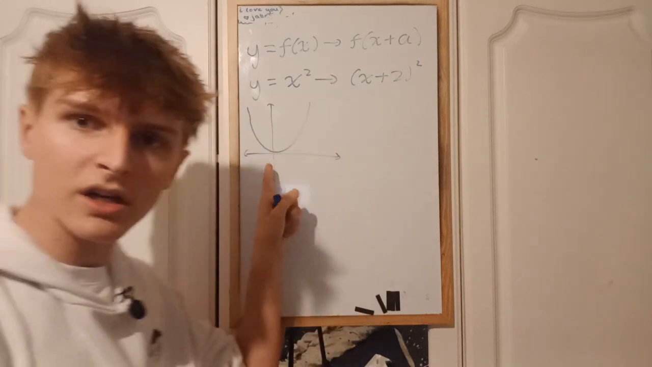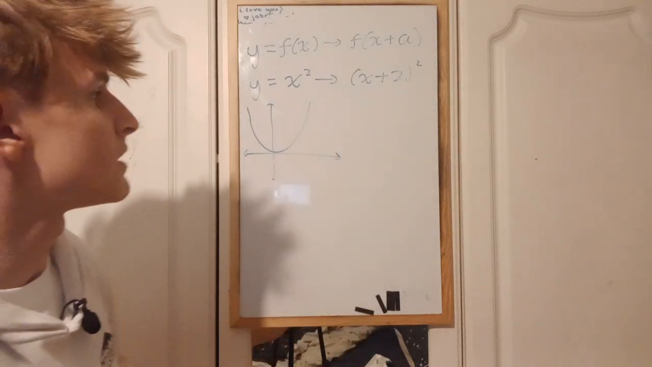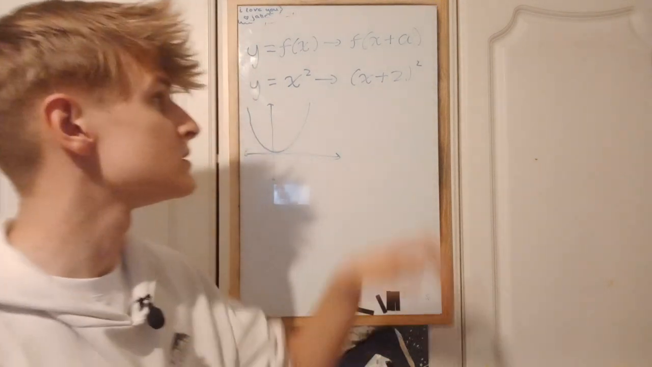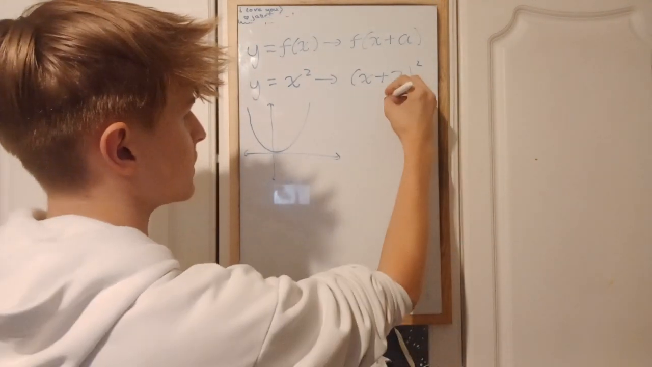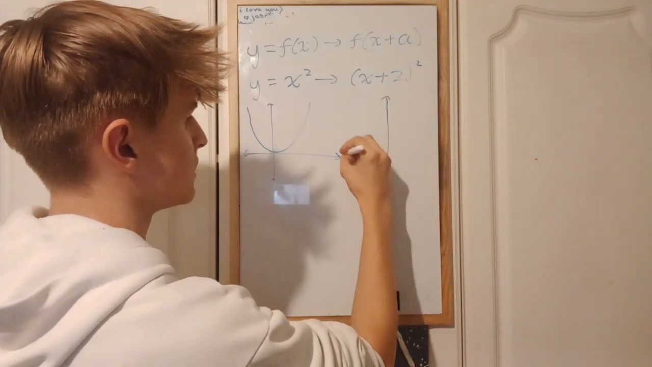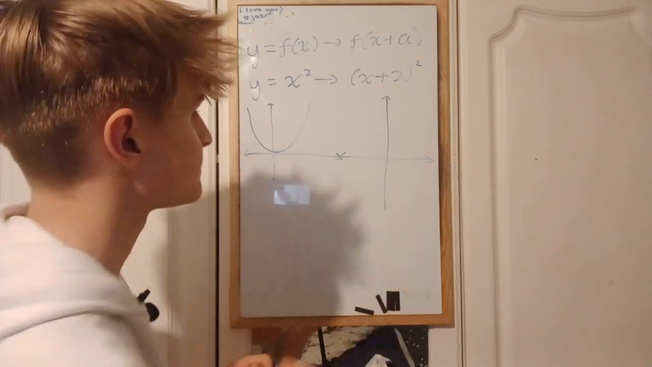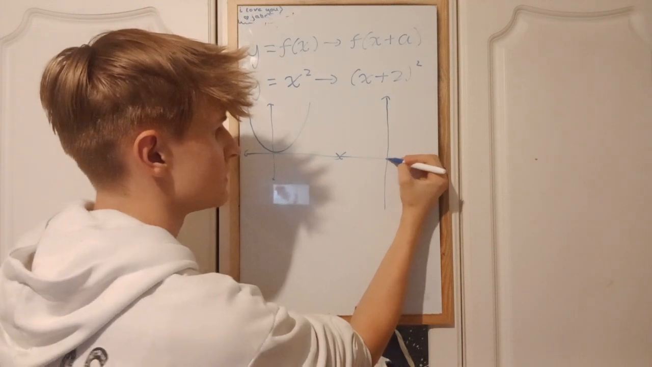Nice parabola, just touches the x-axis at 0. Now, let's think what happens if we add 2 to every single input. So let's draw another graph. We don't have it just touch there.